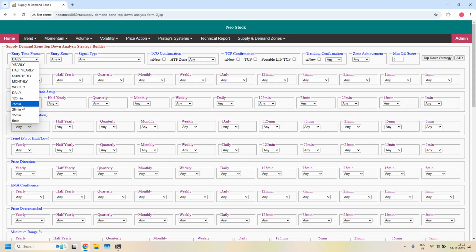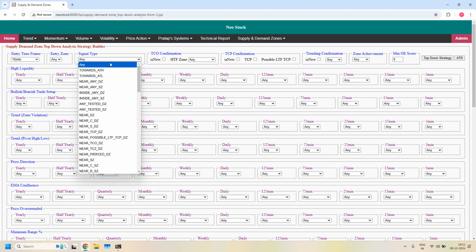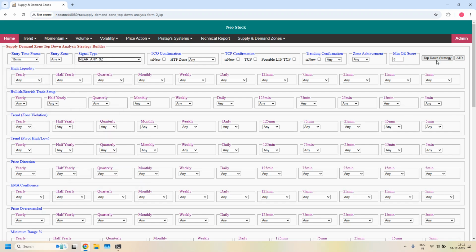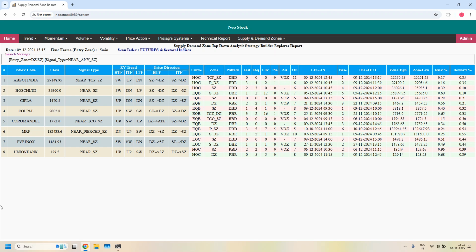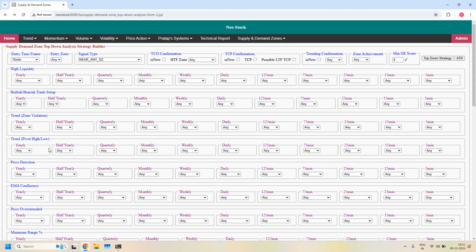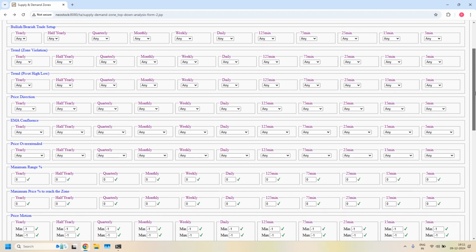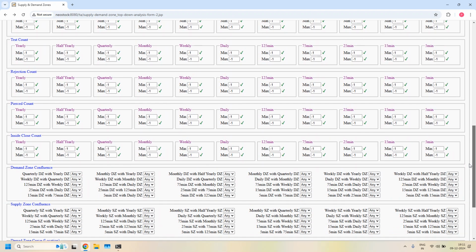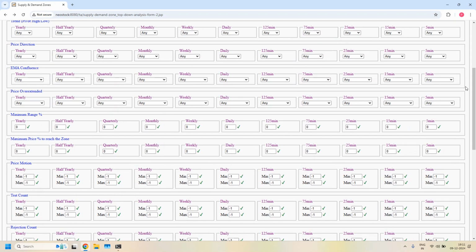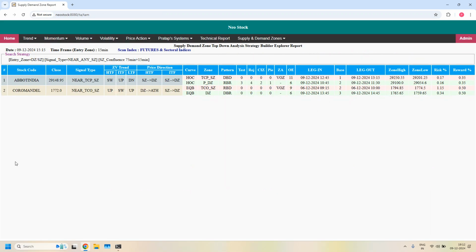Okay, next 15 minutes time frame. Stocks near 15 minutes supply zone. We got 8 stocks. Out of these 8, how many are having ITF confluence? Let's verify. 15-minute supply zone with 75-minute supply zone confluence. I'm enabling that filter. With this filter, we got 2 stocks. So these 15-minute supply zones are part of the 75-minute supply zone.